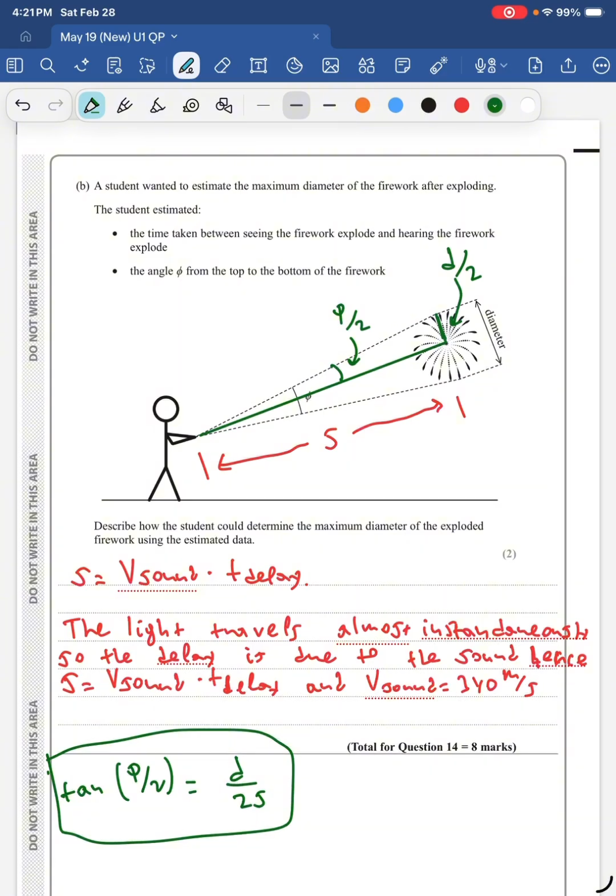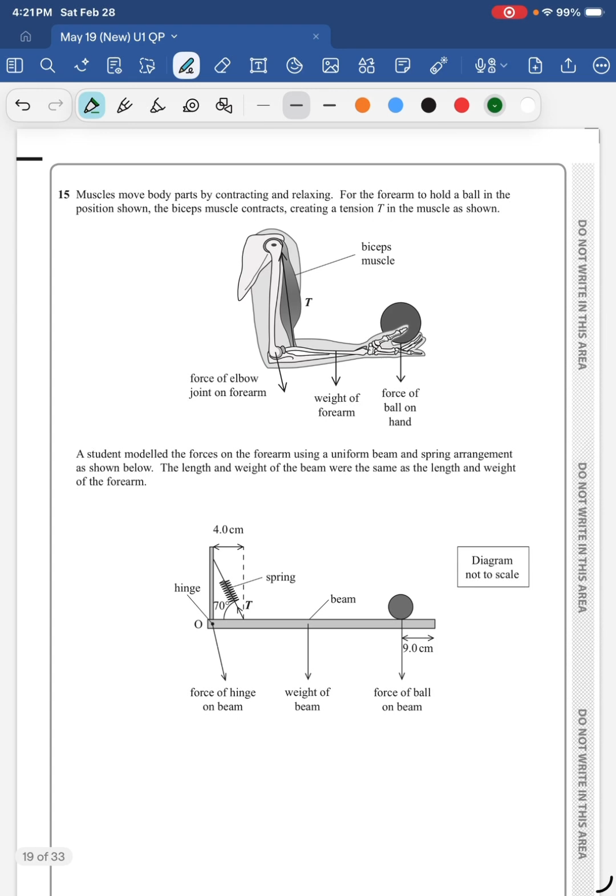Describe how the student could determine the maximum diameter of the exploded firework using the estimated data. Okay, so we have the speed of sound, the time of the delay, and we know phi, so we can calculate it. It's a weird problem, but I hope it makes sense. Question 15 now. They also made it look scary.